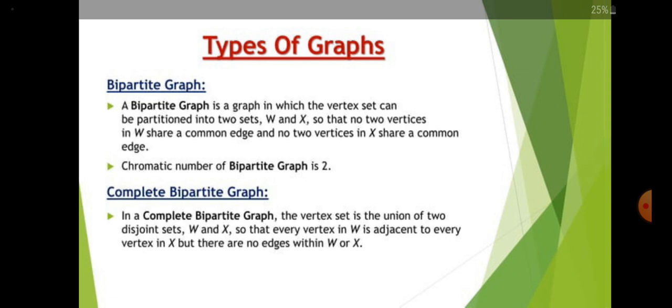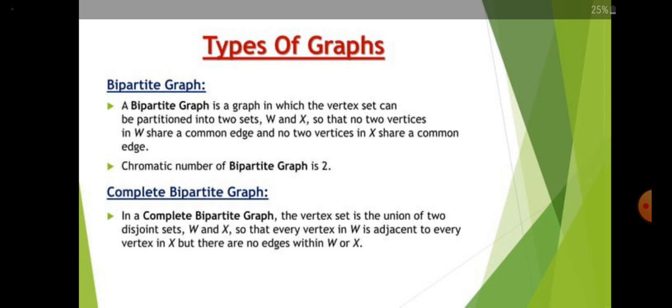Then the bipartite graph. A bipartite graph is a graph in which the vertices can be partitioned into two sets W and X, so that no two vertices in W share a common edge and no two vertices in X share a common edge. The chromatic number of a bipartite graph is 2.